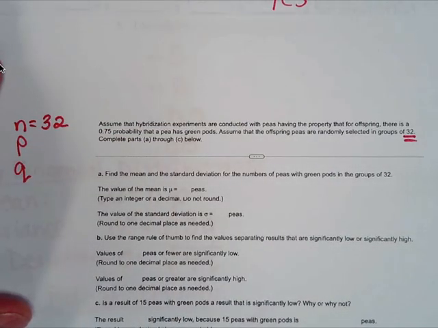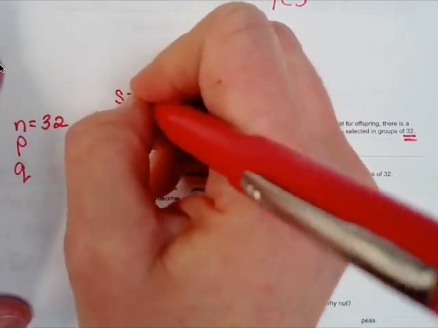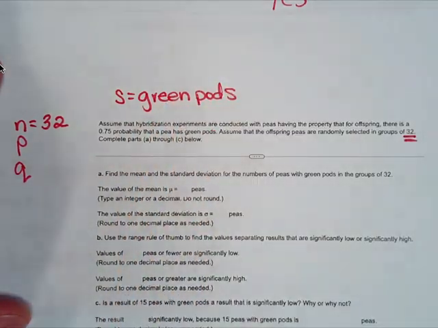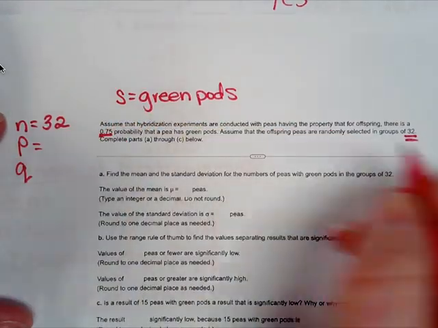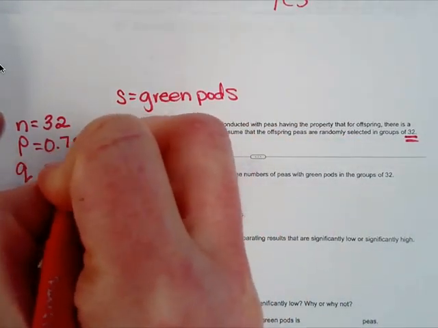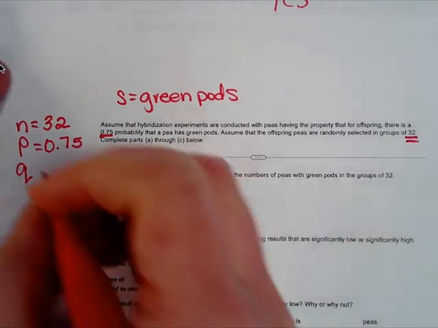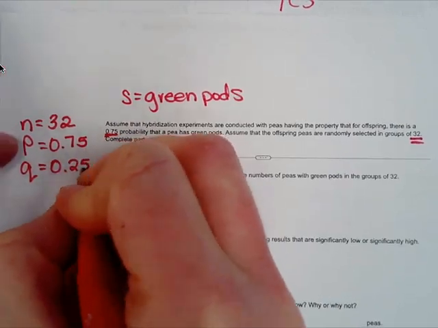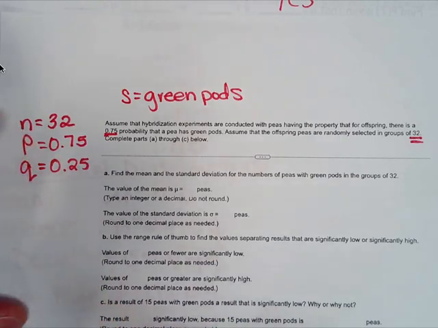What's the probability of success? Well, what is success anyway? Yeah, green pods. So our probability of success, they gave us here, 0.75. So then what's the probability of failure? 0.25, yeah. So you take 1, subtract 0.75, and you get 0.25.